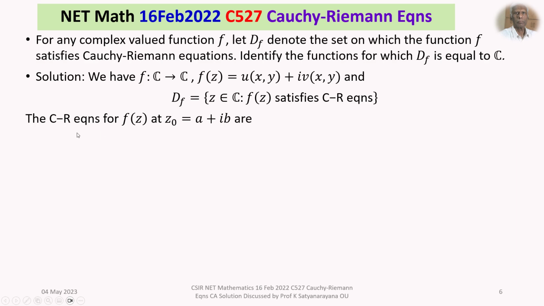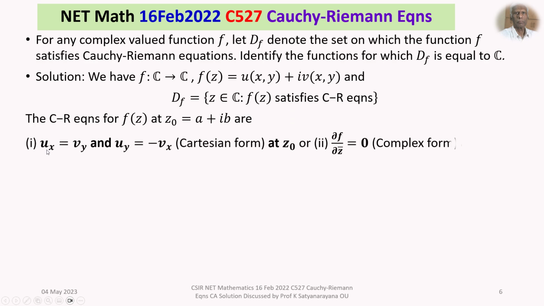Let us recall the Cauchy-Riemann equations for f(z) at a given point z0 is equal to a plus ib. The Cauchy-Riemann equations are, first, the Cartesian form: u_x is equal to v_y and u_y is equal to minus v_x. This is the Cartesian form at z0.